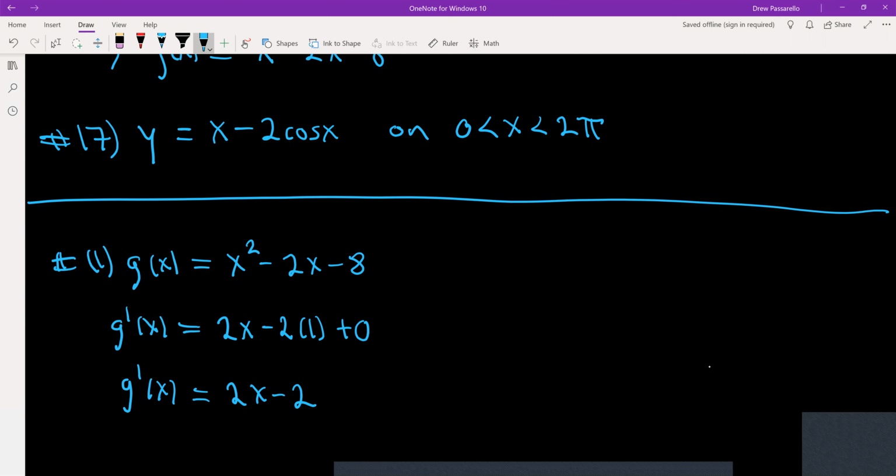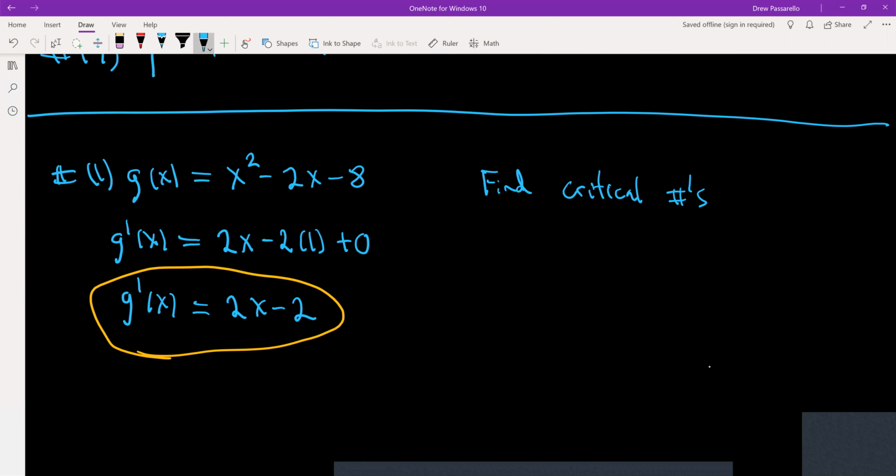Now I'm going to find any critical numbers. Recall that finding the critical numbers is from section 3.1. We determine any cases in which the derivative doesn't exist or when its derivative equals 0. Now its derivative is 2x minus 2, that's a polynomial, and polynomials are continuous and differentiable everywhere. In other words, there's no value x for which its derivative does not exist. It's going to exist everywhere. So we only focus on when it's equal to 0.